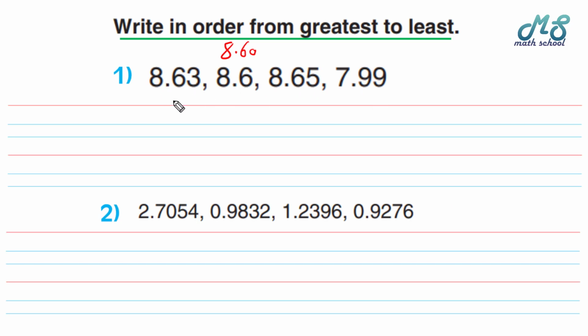8, 8, 8, 6, 6, 6. So go to the 100th place and follow the order. 3, 0, 5. The greatest one is 8.65. So you have to write it, cut it and write it.